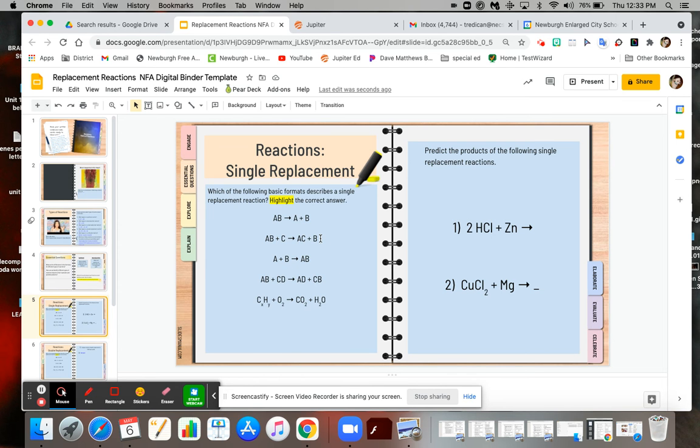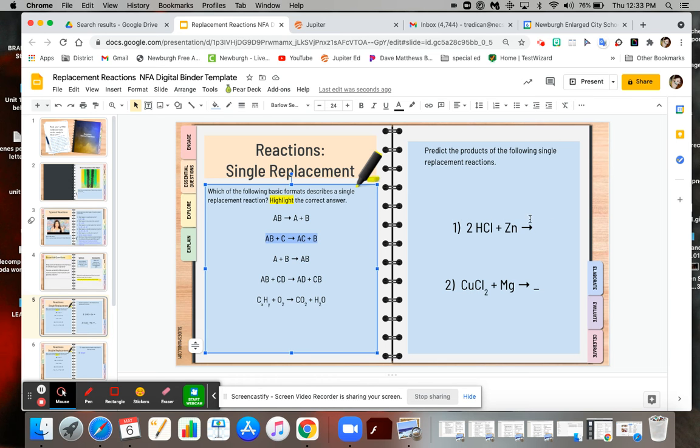Hopefully you chose this one. This is a compound, this is an element. Notice the C and the B are switching places this time. Notice the element does not have to come first. They just have to be on the same side. An element and a compound on each side. That is a single replacement.